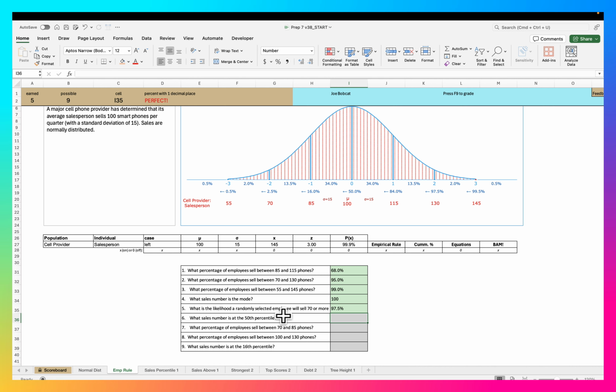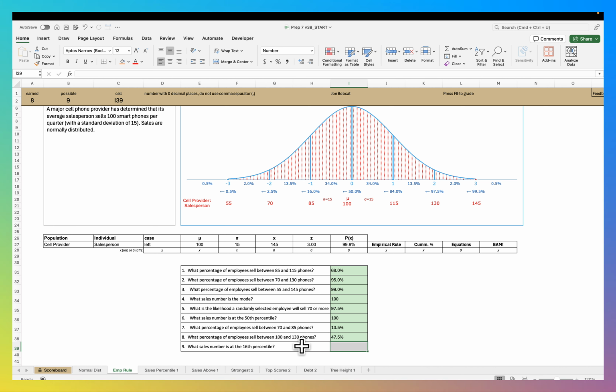What sales number is at the 50th percentile? That's going to be 100. What percentage of employees sell between 70 and 85? That's right here. So that's between -2 and -1, which is 13.5. And sell between 100 and 130. There's 100, here's 130, so it's going to be the 34 plus 13.5, 47.5.